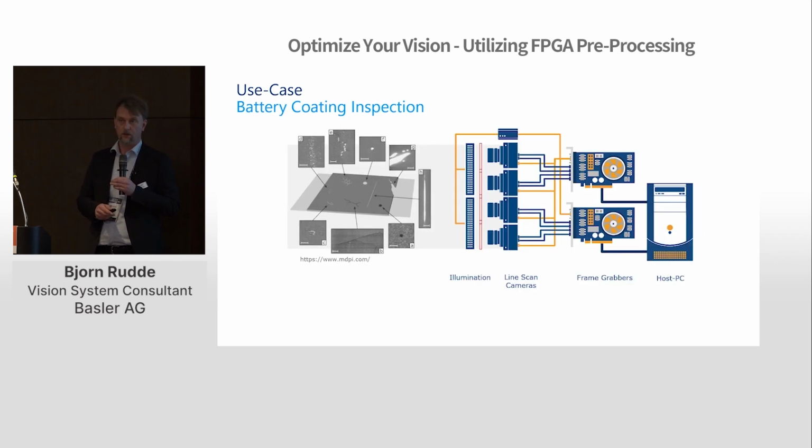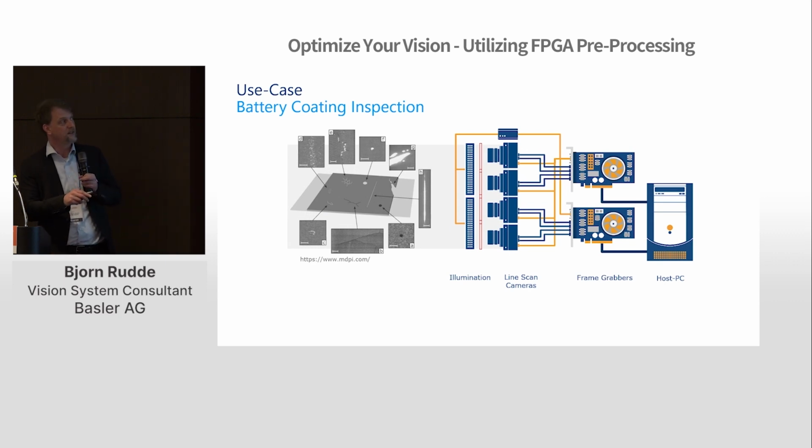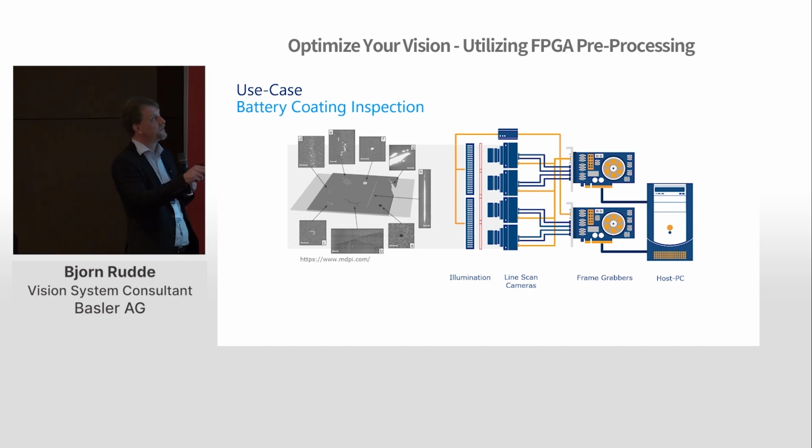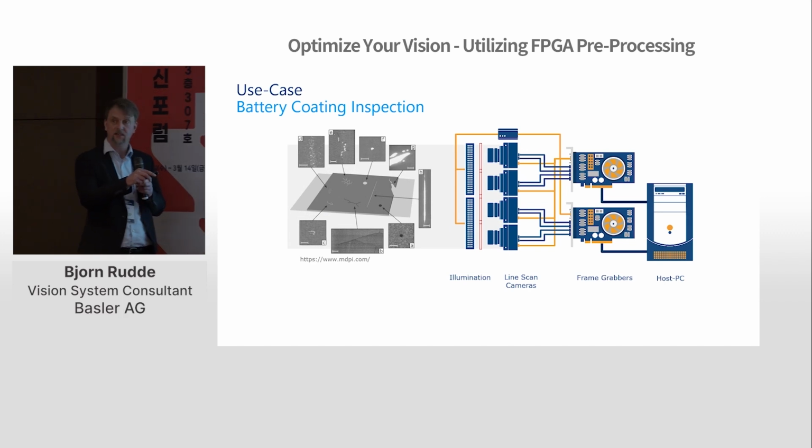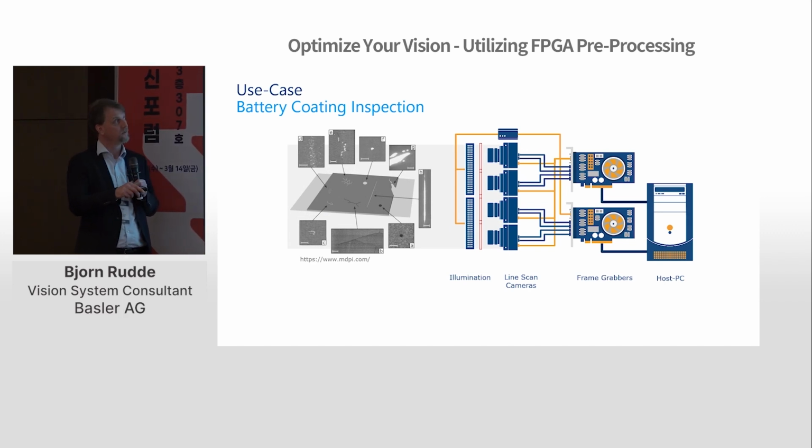This is now one of the more complex use cases. It's about battery coating inspection for e-mobility. With a lot of line scan cameras, you look at the material, and as you can see here, a lot of different defects are possible on this coating.